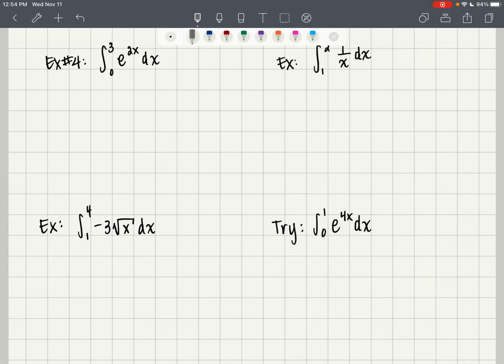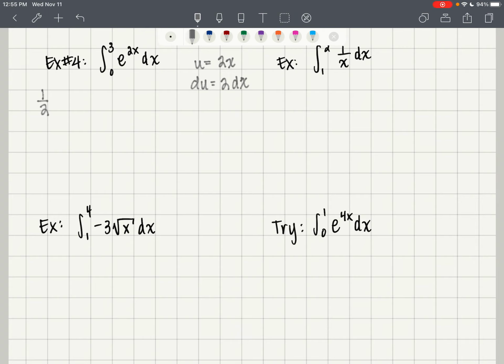We can evaluate definite integrals that involve exponentials. Now that we know how to find the integral of an exponential, e to the 2x is going to be our exponential, so we want e to the u, so u will equal 2x. du is going to equal 2 dx. So we need a 2 on the inside, therefore we'll have to put a 1/2 on the outside.